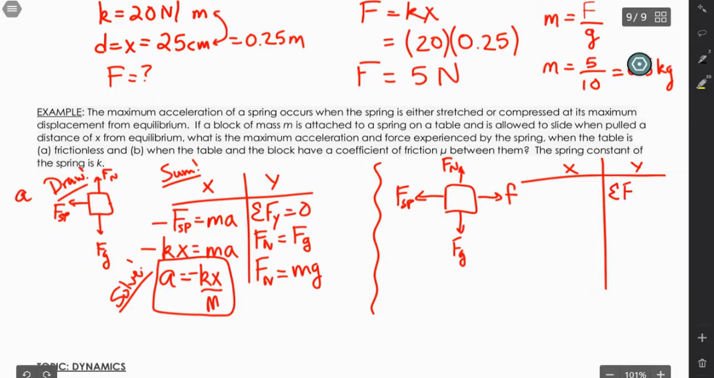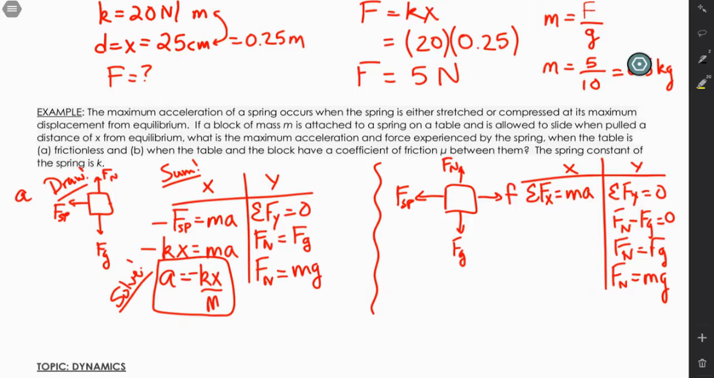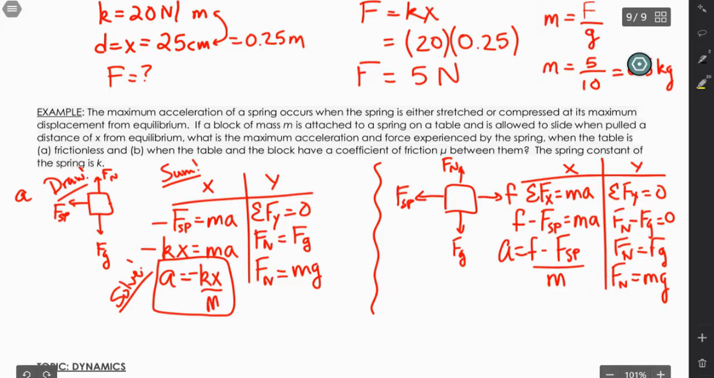Sum of the forces in the y direction is 0. Then we would have Fn minus Fg equals 0. So this tells us that the normal force is equal to the weight, which is very typical, even though it's a block on a spring. And so now we go over and do our x direction. Sum of the forces in the x direction equals ma. So we would have positive friction, negative spring force, equals ma. We're going to solve this for acceleration: friction minus spring force over m.